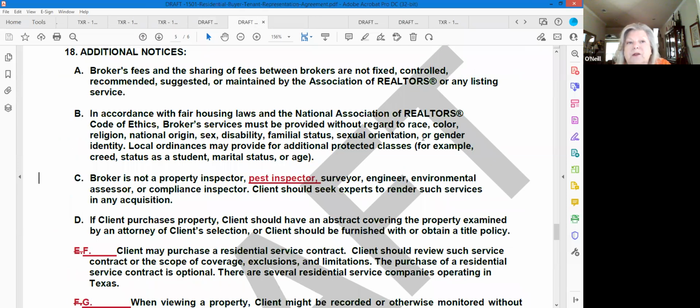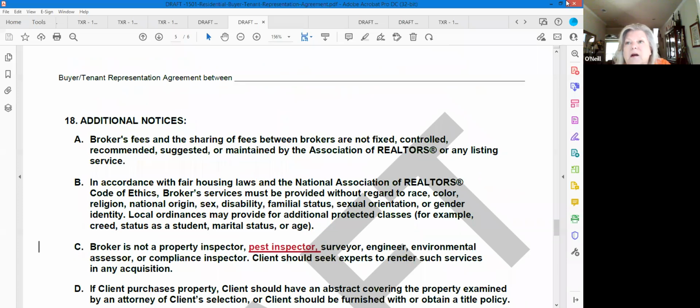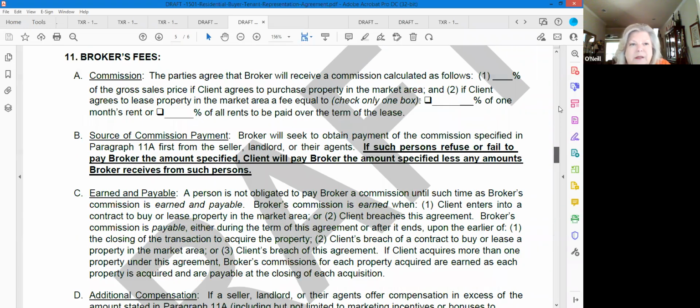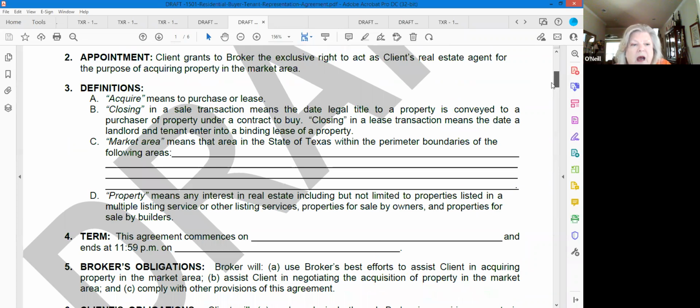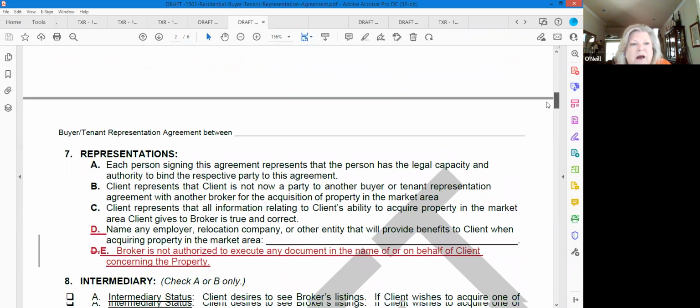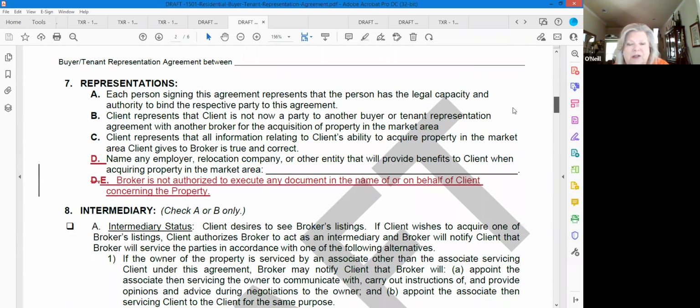Okay, the next one is our buyer tenant representation agreement. They made a couple of changes on this one. The first one was they talk about representations, okay, and they added brokers not authorized to execute any document in the name of or on behalf of client concerning the property. Why do you think they had to do that?